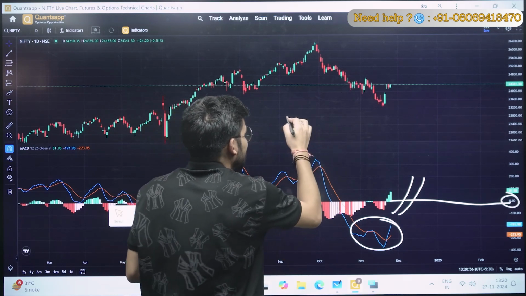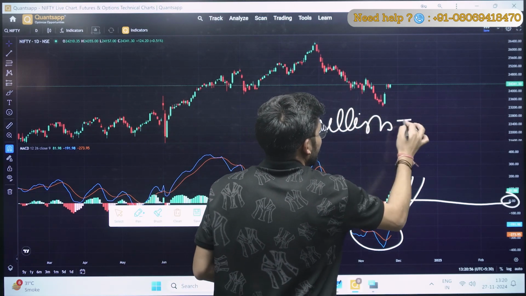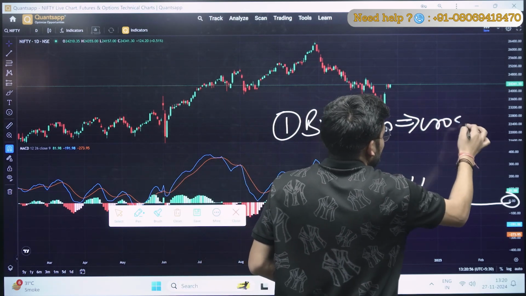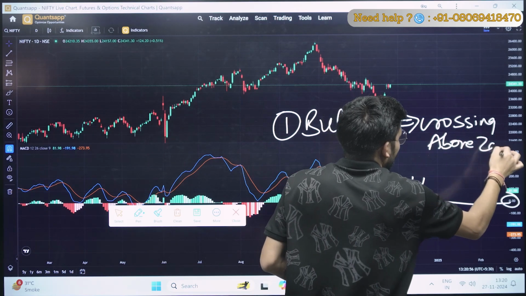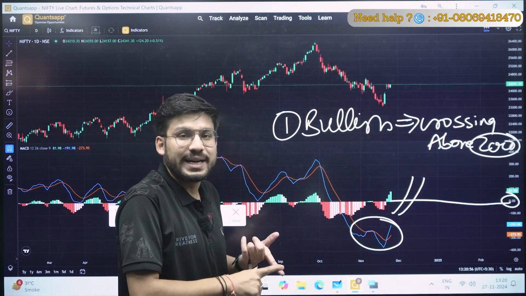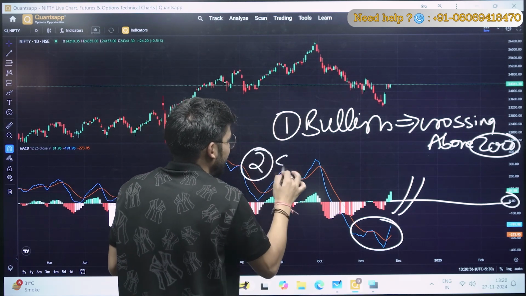So the first condition, if I'm going for the bullish trade, is that both of the lines should be crossing above your zero line. Now, when to make the entry with this strategy? For that you have to apply the second condition for the entry purpose.